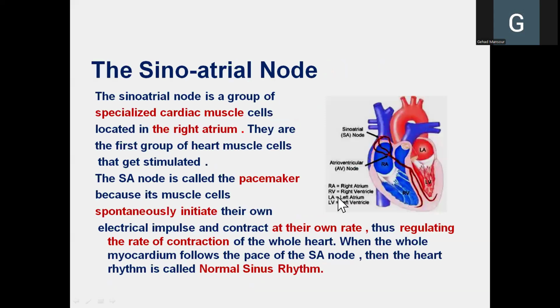Now, what is the pacemaker of the heart, or which structure is the pacemaker of the heart? It is the SA node. Where does the SA node lie? It lies in the posterior wall of the right atrium.